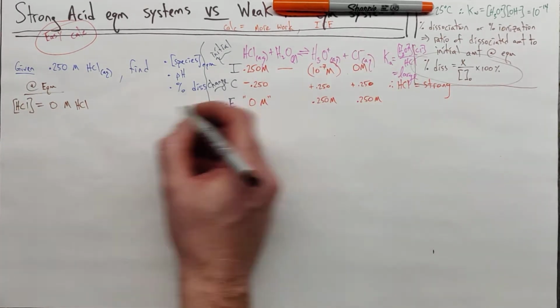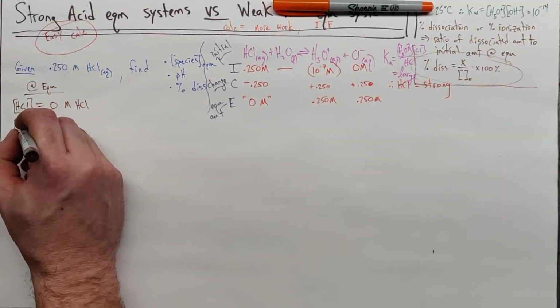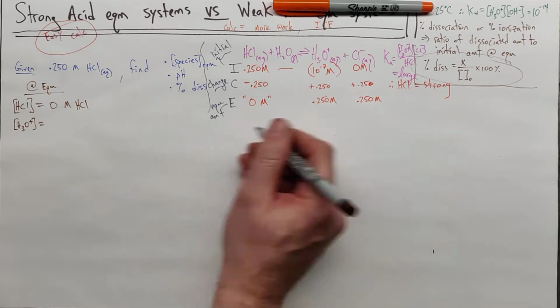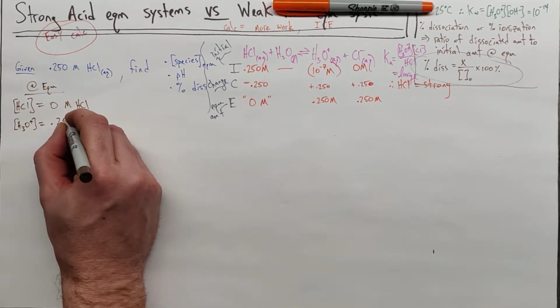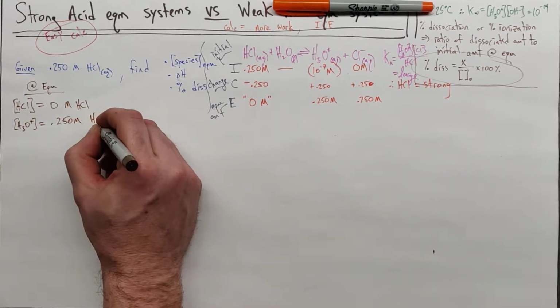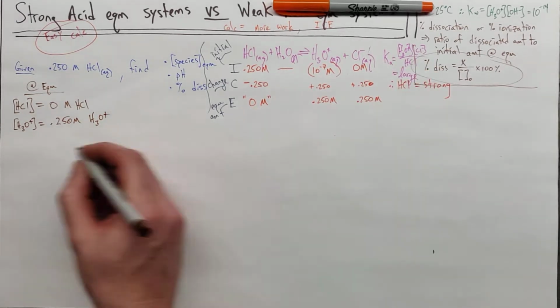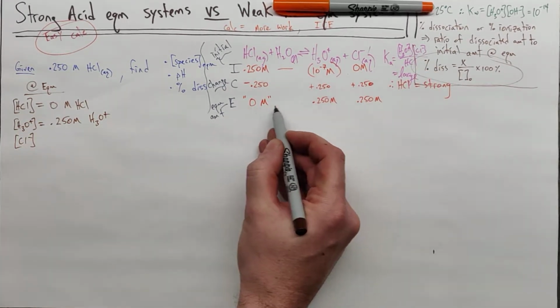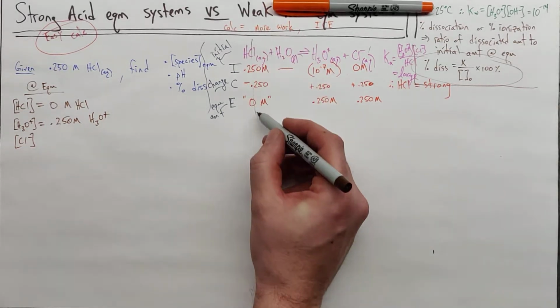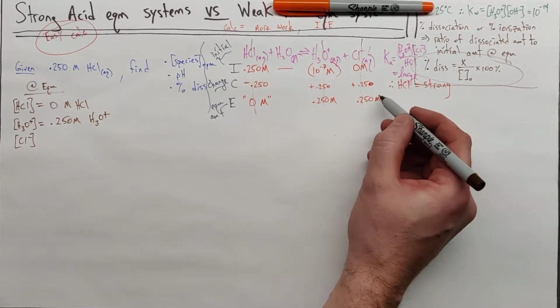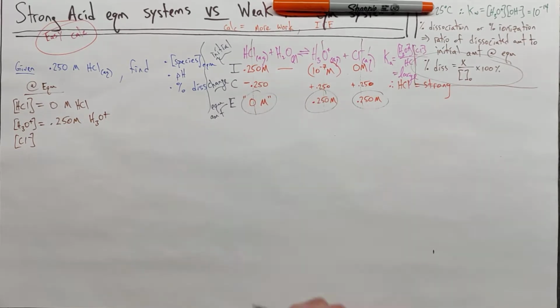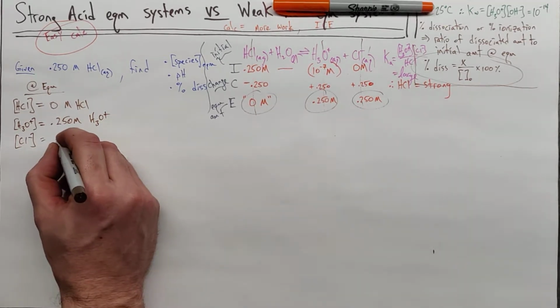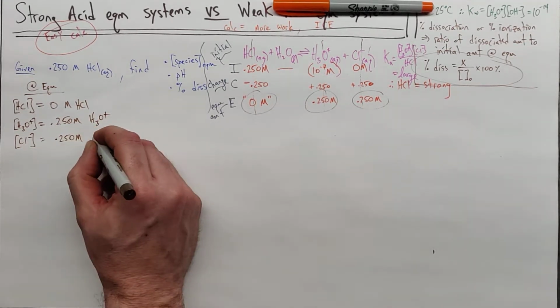We have a concentration of H3O plus to worry about. And in this case, that concentration is everything we started with, 0.250 molar H3O plus. We have a concentration of Cl minus to worry about. And again, I'm just pulling these off of our equilibrium row. HCl, H3O plus, Cl minus at equilibrium. Those are my numbers. It's supposed to be 0.250 molar Cl minus.